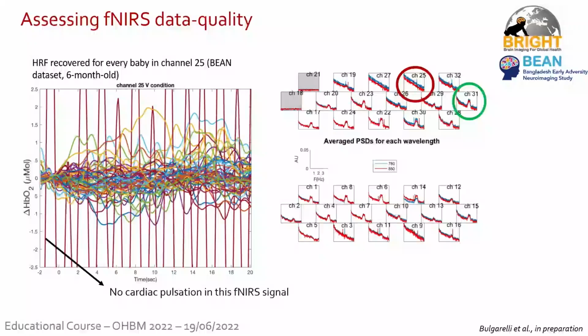So I started to look a bit more into these bad channels. When I did the power spectrum of these channels, I realized that a common feature of these bad channels was that they didn't have any cardiac pulsation in them. Channel 31 that you see there was a good channel. You can clearly see the peak, which in that case was around 2 Hertz, because infants' heartbeat is at a higher frequency. And the very bad channel in dark red that you see there is channel 25, which is completely flat.